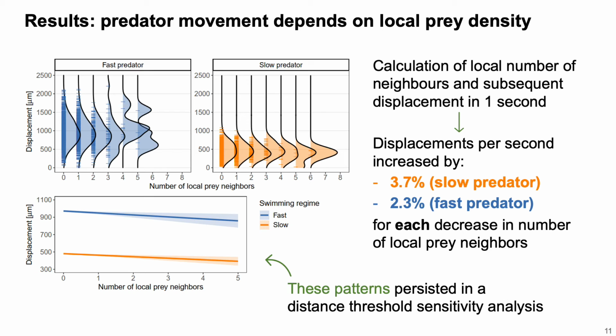The resulting data is shown on the left as a flipped ridge and rug plot. To this data we fitted a linear model with displacement as the response variable and the number of local prey neighbors as the explanatory variable, as can be seen in the bottom figure. We found that the predator made larger displacements the fewer prey neighbors it had. For each unit decrease in number of local prey neighbors, the slow predator increased its displacement by 3.7% and the fast predator by 2.3%. These patterns persisted in a distance threshold sensitivity analysis.